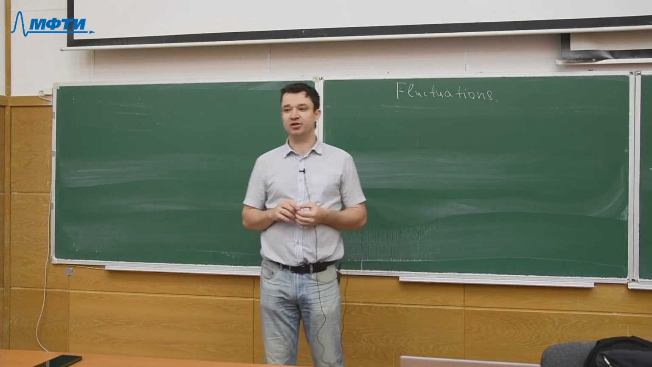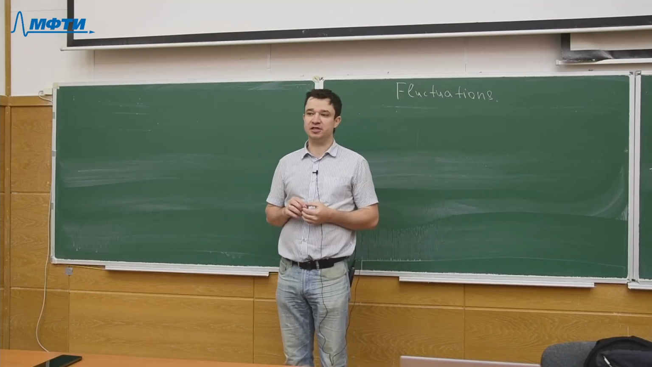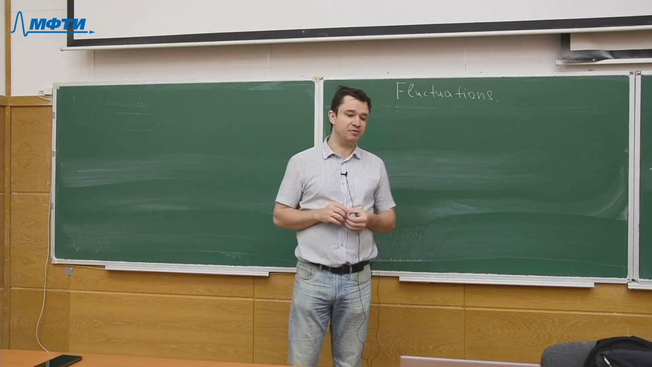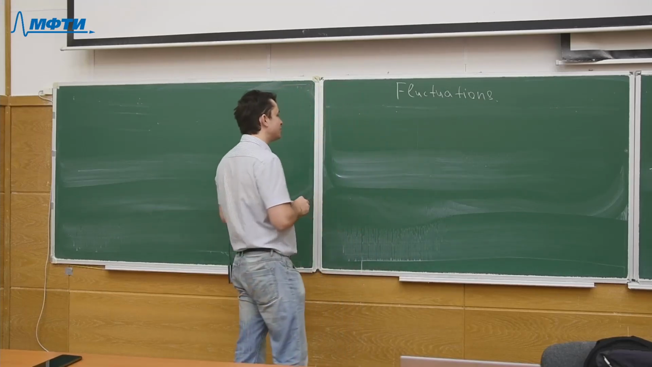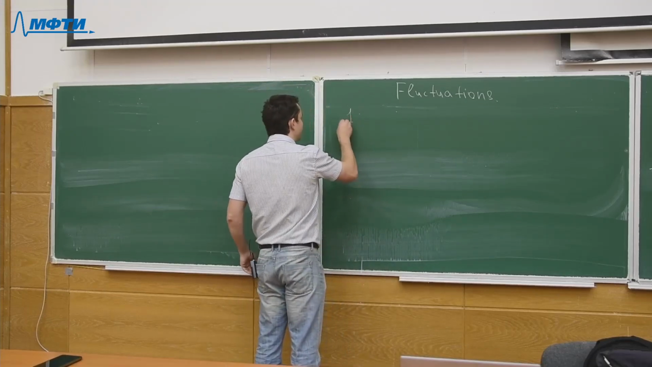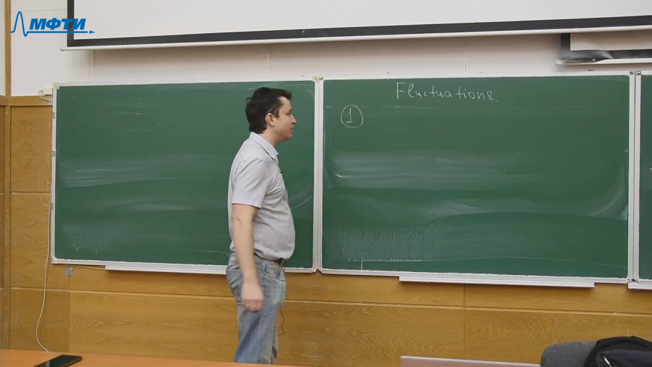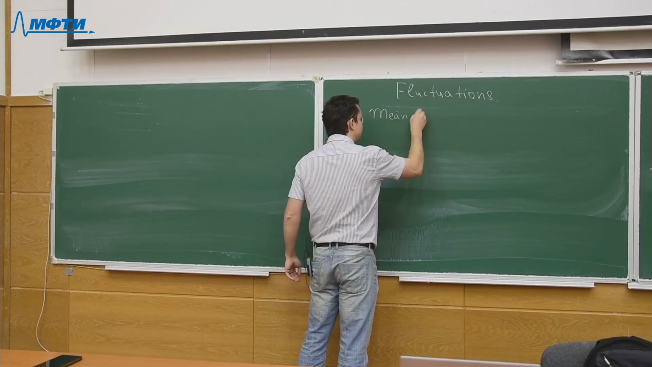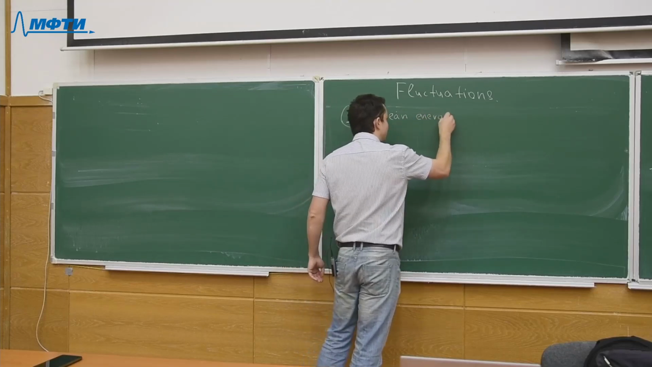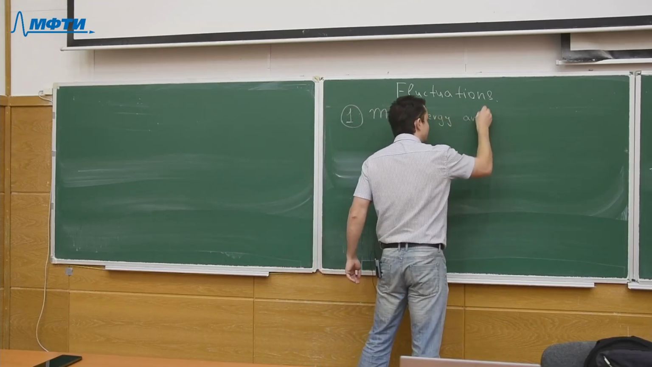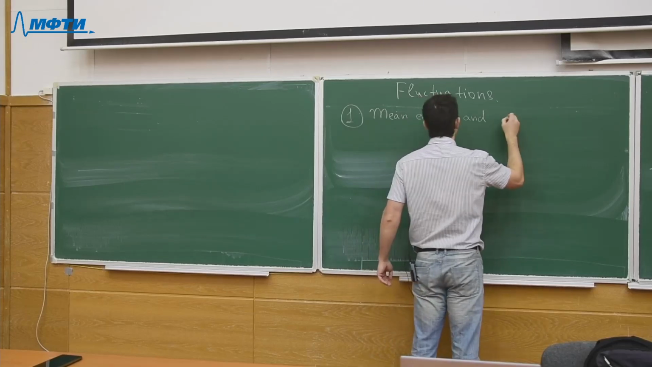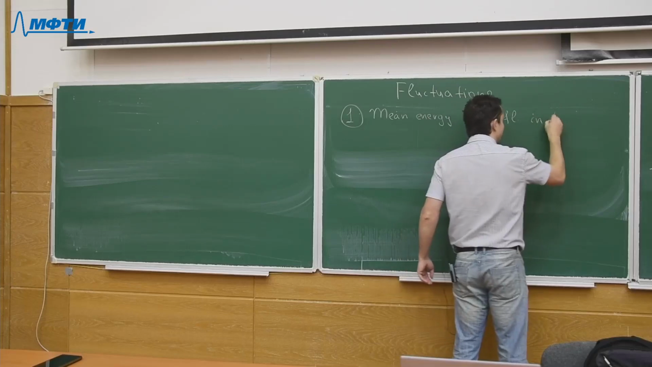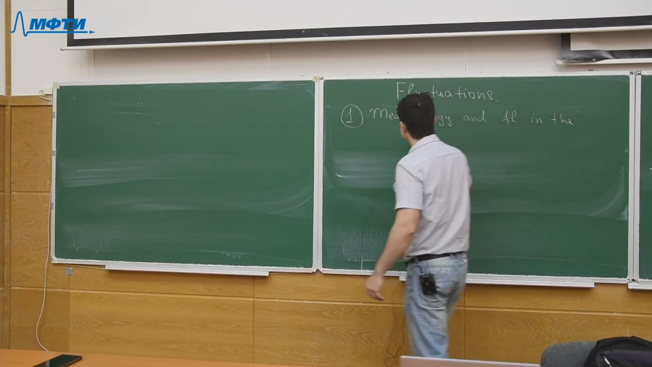The fluctuations are already inside the distributions we have studied previously. For example, in Maxwell's distribution. So the first story I'm going to talk about is the mean energy and fluctuations. Mean energy and the fluctuations of energy in the Maxwell distribution.